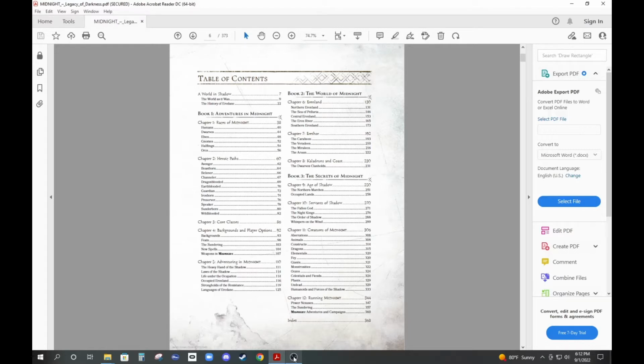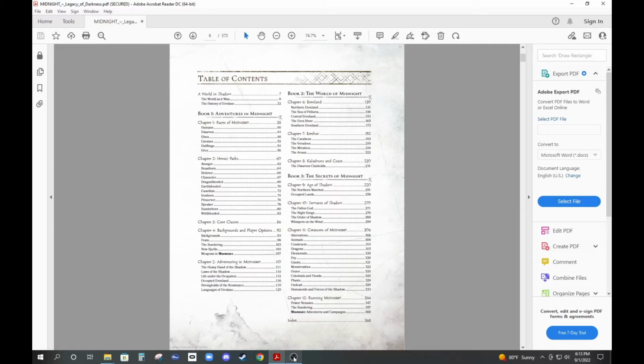Here you have chapter 1, where you can learn about the races that are available for you to play as in Midnight Legacy of Darkness. You can play as one of the humans, dwarves, elves, gnomes, halflings, or orcs in the world. And then chapter 2 breaks down your heroic paths, and this is a very distinct class system that they have broken down for you. And by class system, I mean the classes that you can play as.